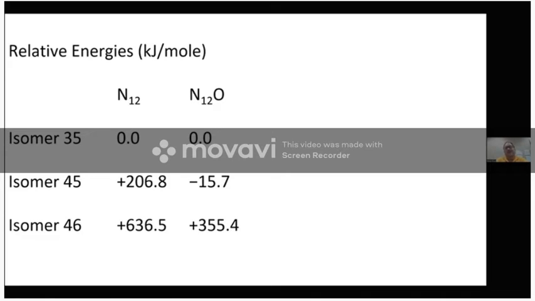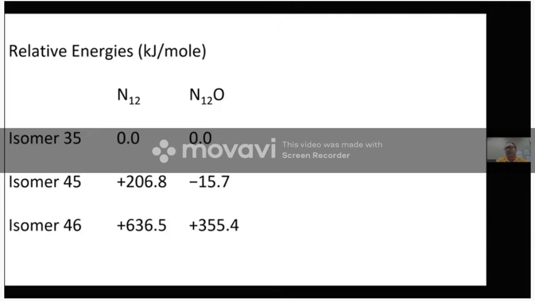Notice that with a single oxygen atom inserted into the structure, isomer 3,5 is no longer even the global minimum. Relieving the strain of 2 of the squares in isomer 4,5 has stabilized that molecule so dramatically that you see the negative number, negative 15.7 kilojoules. That means that that molecule, which was 200 kilojoules less stable than isomer 3,5, with even one oxygen insertion is now slightly more stable by 15.7 kilojoules, because relieving 2 of the squares is a greater effect than relieving one of the triangles.